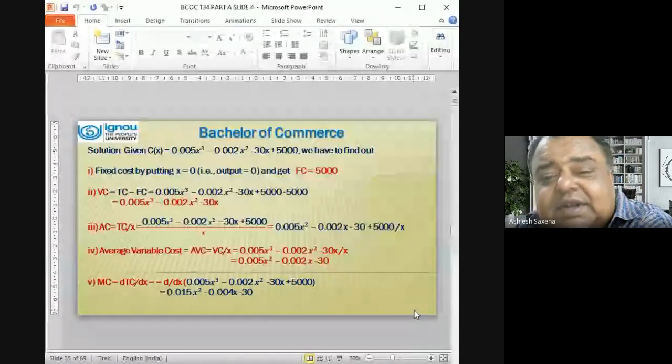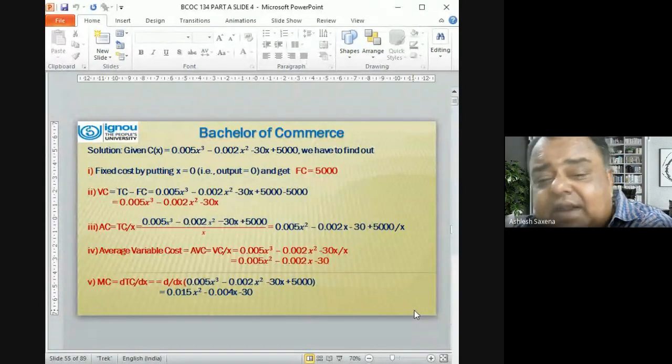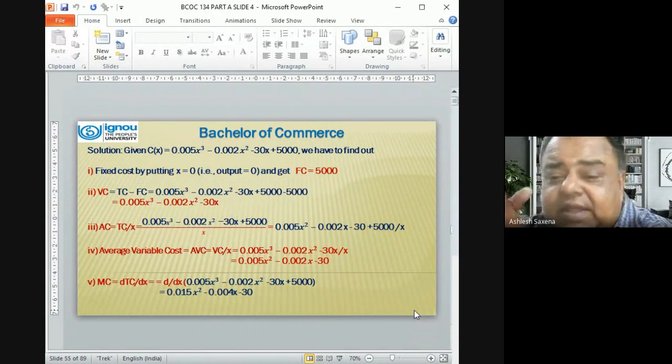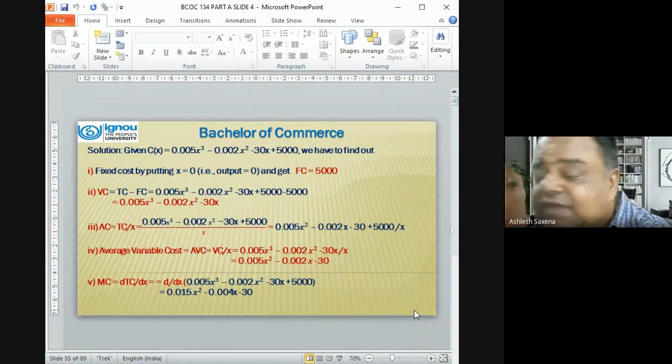Then comes your variable cost. Variable cost is TC minus FC. That means it will be a function algebraic in nature. It won't have any numerical independent number with it. That is your variable cost. Now you have to find out the average cost. Average cost is total cost divided by x. Your total cost is your original function divided by x. When you divide each term by x, you are going to get 0.005 x square minus 0.002 x minus 30 plus 5,000 by x.